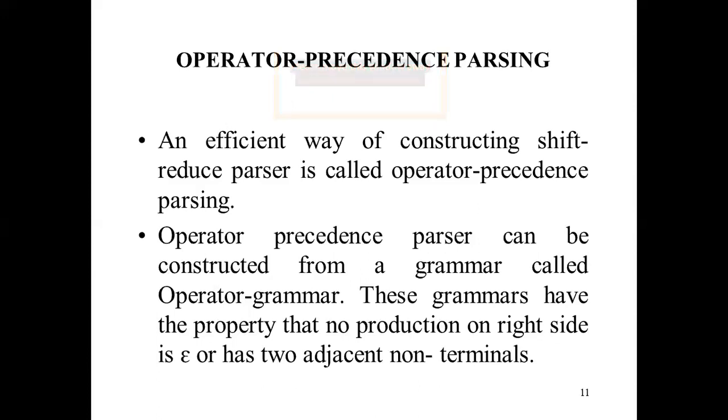Here we provide the operator precedence, and such a parser can be constructed from a grammar called an operator grammar. These grammars have the property that no production right hand side is epsilon or has two adjacent non-terminals. So in this case, we cannot have two adjacent non-terminals. We will provide the operator precedence. This is one of the efficient methods.